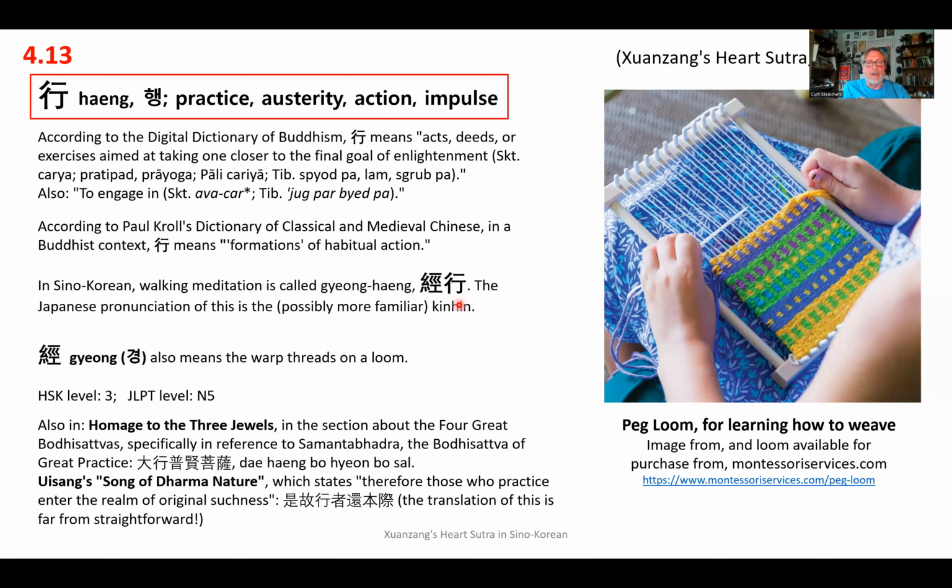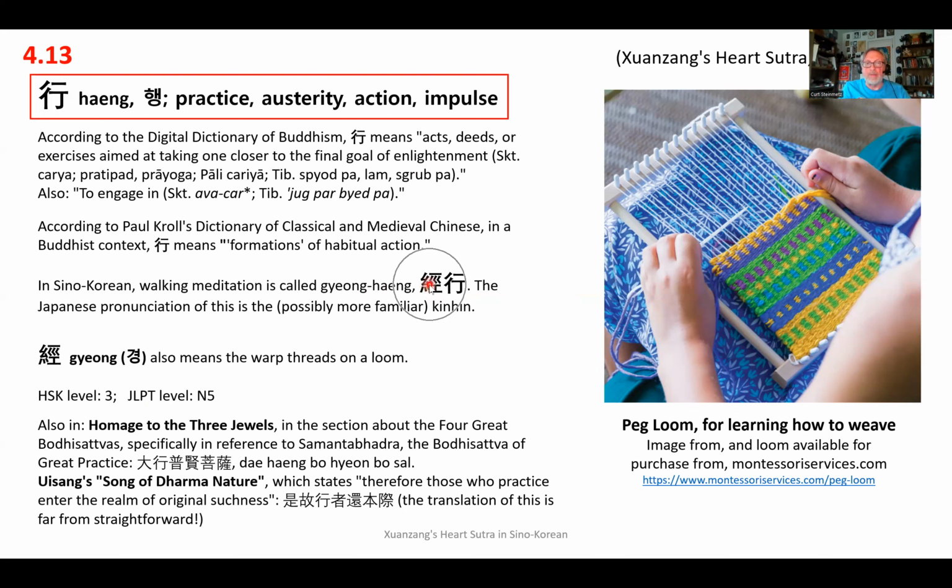All right. Now, one interesting place that this character shows up is in the Buddhist term for walking meditation, which Western Buddhists are often familiar with from the Japanese pronunciation, which is kinhin. In Sino-Korean, it's gyongheng, and it actually means, so this is the character for sutra, which we've already covered, and practice. So sutra practice, somehow that means walking meditation.